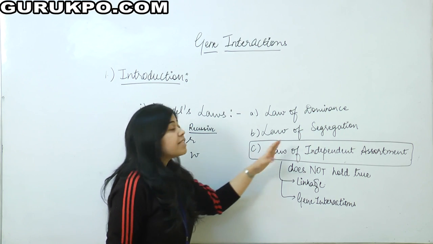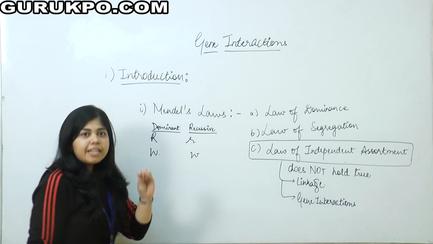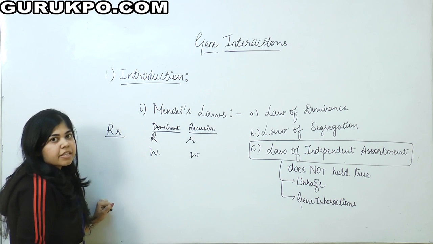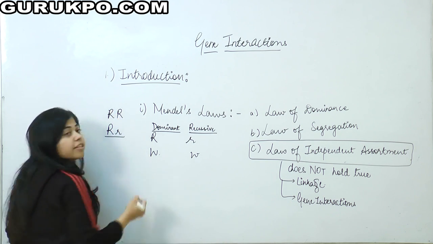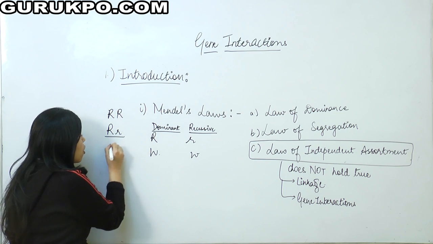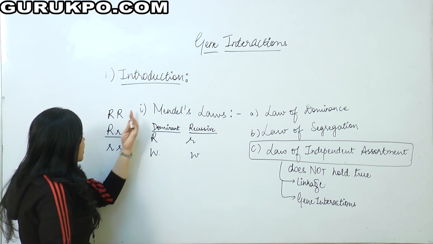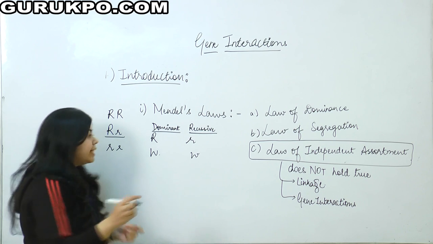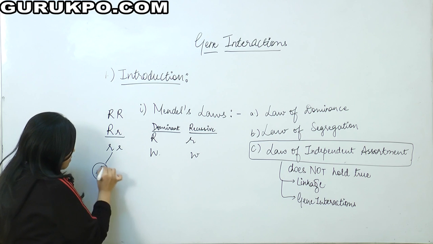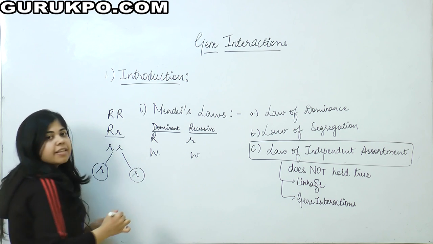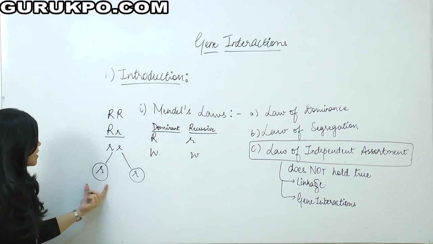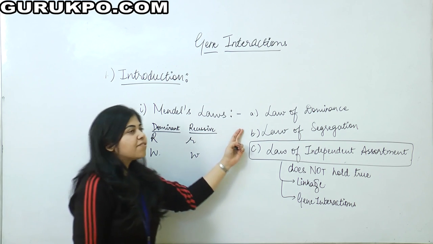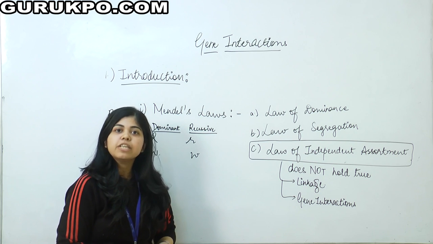The second law, the law of segregation, states that in a diploid organism both the alleles will be present. They might be homozygous dominant, heterozygous or homozygous recessive. In any of the three cases, whenever there is gamete formation, whenever there is meiosis, one allele will be received in one gamete and the other will be received in the other gamete. This is the law of segregation, where the alleles segregate into different gametes. It is also known as the law of purity of gametes.